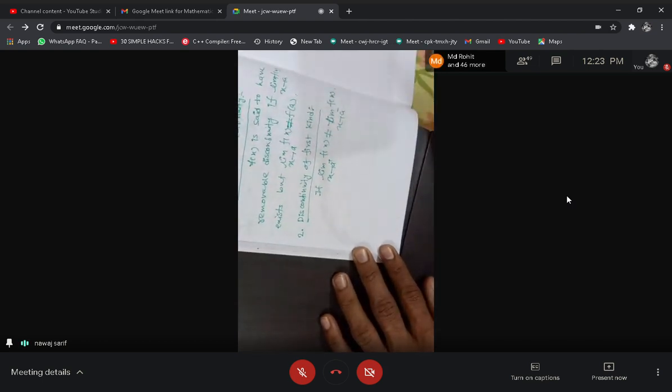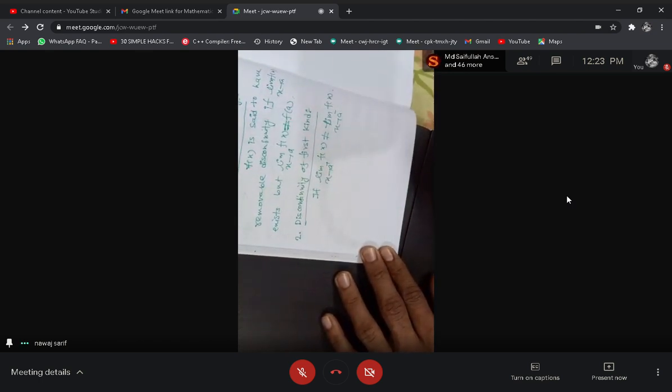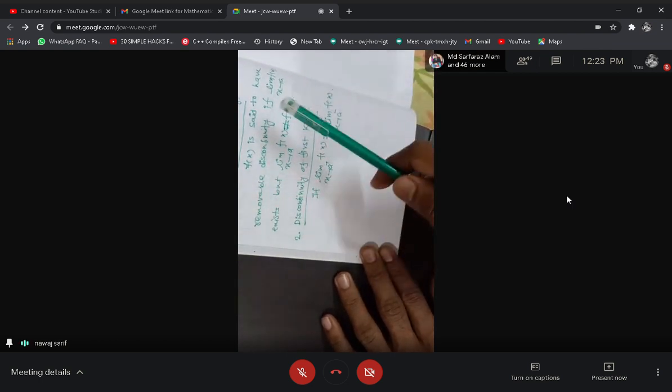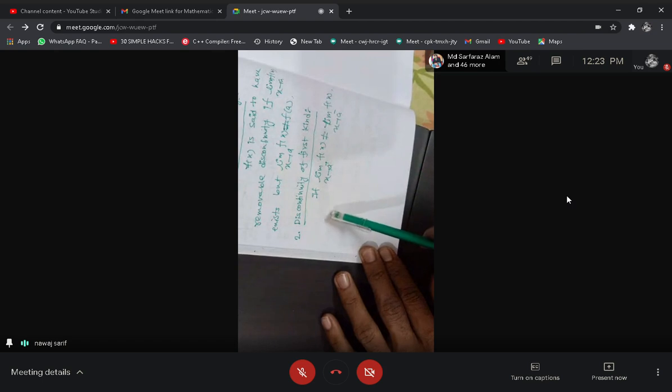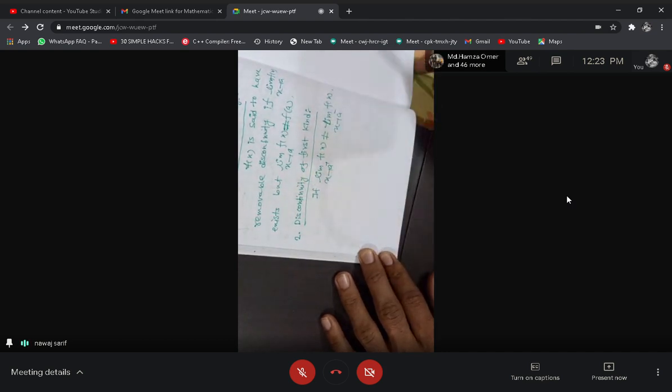What is the meaning of this definition? The left side limit and right side limit exist. In the first case the limit exists, but in the second case the limit does not exist. The left hand limit exists and the right hand limit exists, but these two are not equal. That means our limit does not exist. Then this type of discontinuity is called discontinuity of first kind.